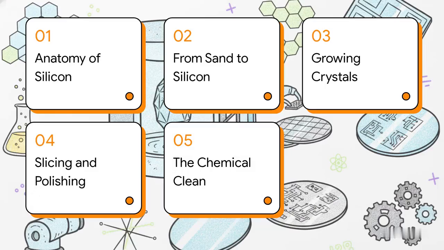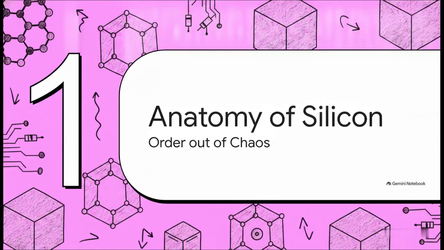Here is our manufacturing roadmap for today. We're going to cover the anatomy of silicon, the journey from sand to silicon, growing the perfect crystal, slicing and polishing wafers, and finally, the ultimate chemical clean. Starting off with Section 1, the anatomy of silicon, order out of chaos.